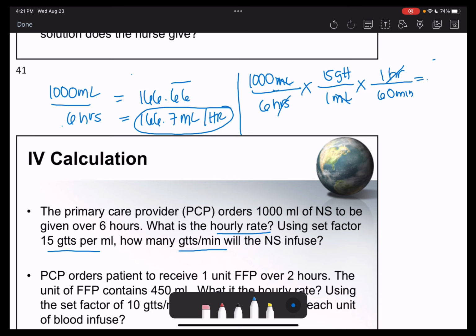And then we just multiply across: 1,000 times 15 is 15,000 over 6 times 60, which is 360. And then our answer is actually 41.66 and so on. For the drop factor, drops per minute needs to be a whole number. So we round it to the nearest whole number. Our answer would be 42 drops per minute. So that would be your answer to this, because we canceled everything else, then we have drops per minute left.